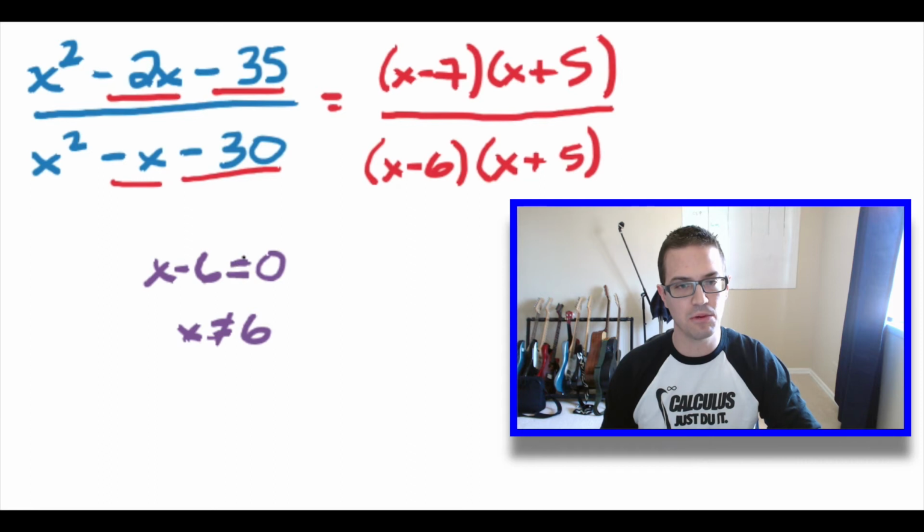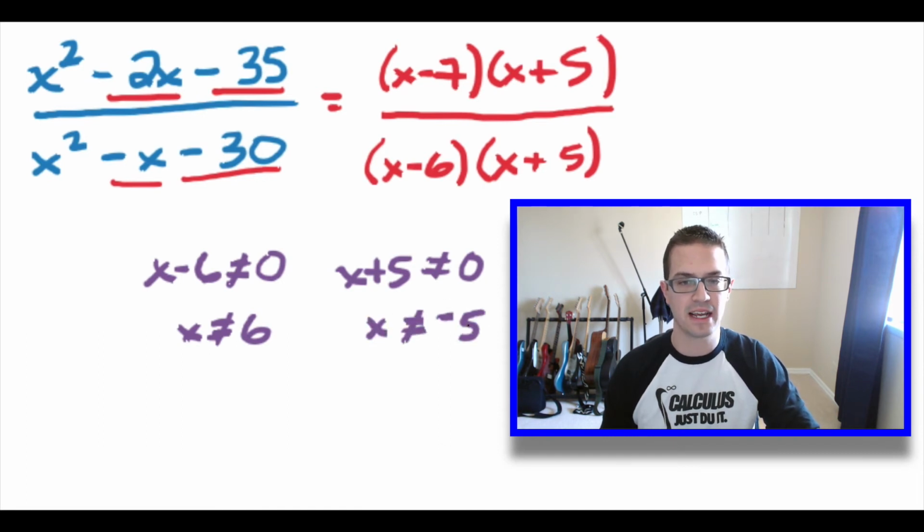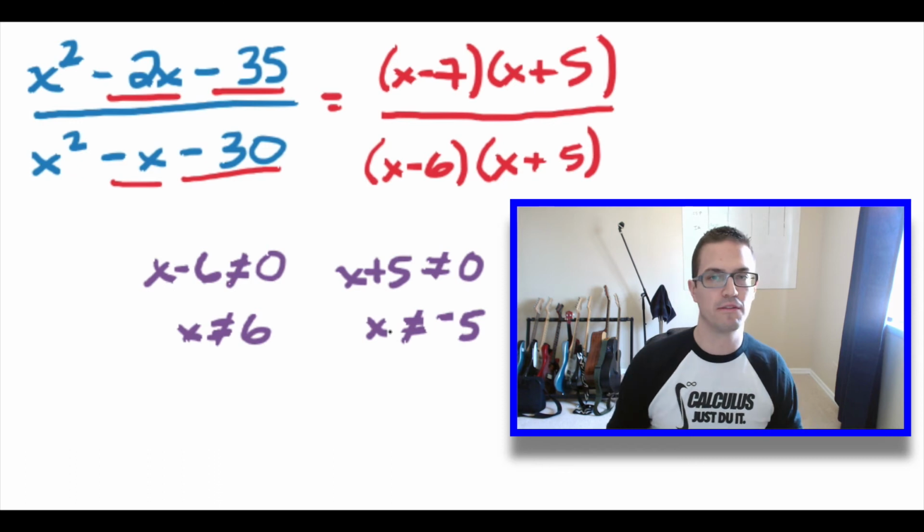Instead of saying equal, I'm just going to put a line through it. x cannot be equal to 6. It just means not equal. We're going to do the same thing with the x plus 5. It cannot be equal to 0, so we subtract 5 over here, and x cannot be equal to negative 5. So these would be the two excluded values.